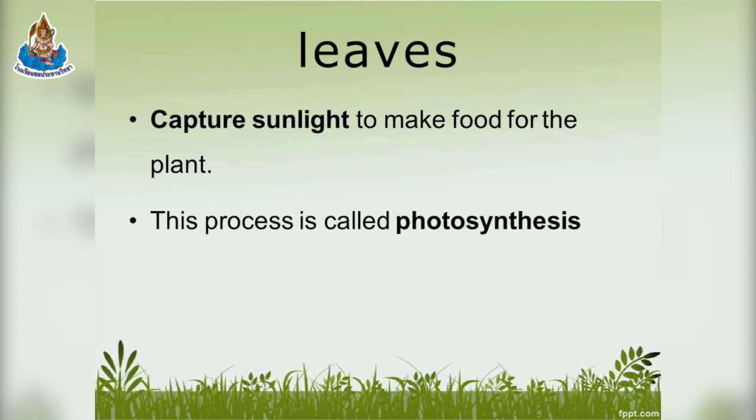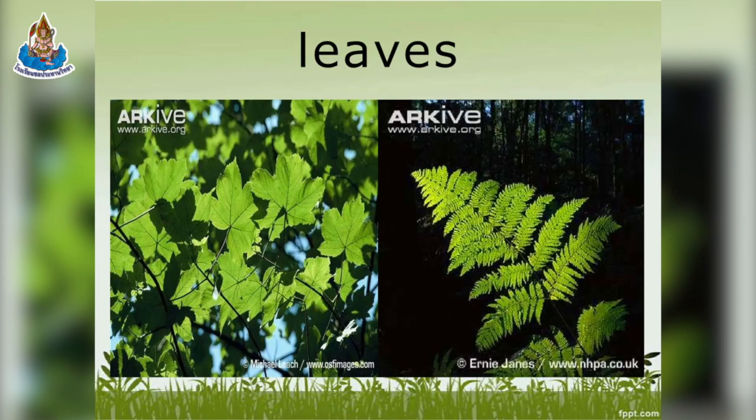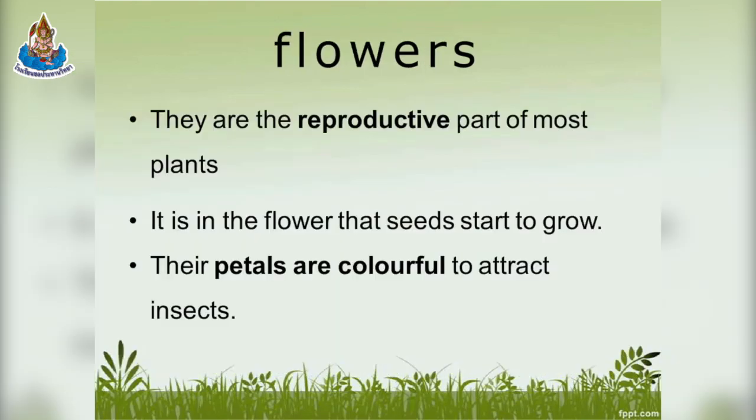is the leaf. If it's plural, if it's many, we call them leaves. So leaves are responsible for capturing sunlight to make food for the plant. And we're going to discuss this in the following lesson. And that process is what we call photosynthesis. So leaves have different shapes, as you can see in the picture. So each plant has different shapes of leaves.